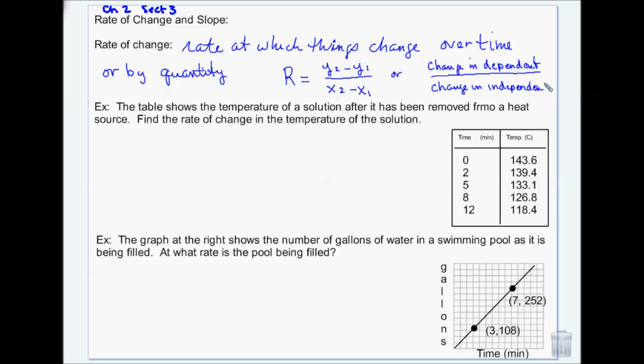We talked about dependent and independent variables. It's the change of the dependent variable over the change in the independent variable. So if we take, for example, some solution that was heated and it's been removed from the heat source.